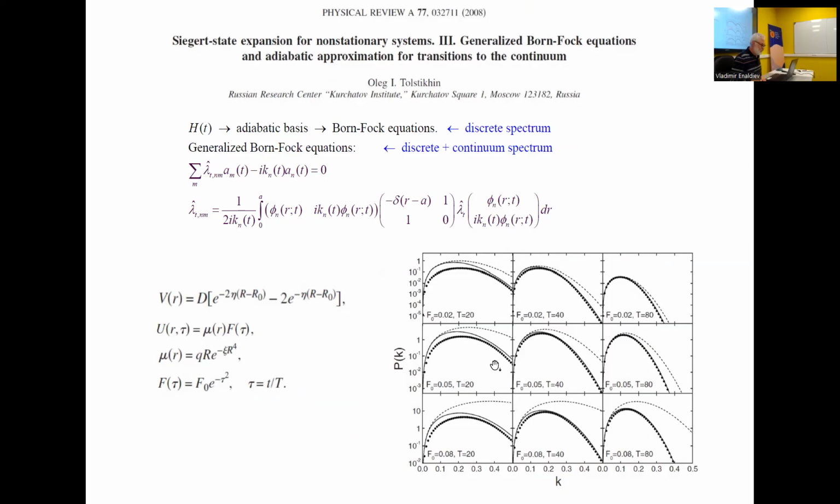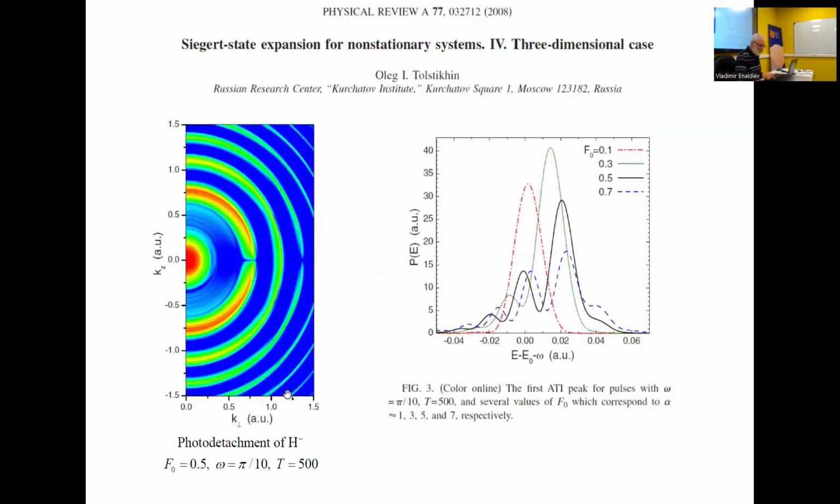Because then you can derive an analytical formula describing non-adiabatic transition to continuum. Now continuum is a set of discrete Siegert states. And you can derive an analytical formula describing non-adiabatic transition to continuum. And this shows how it works. The solid line is the formula, and dots are numerical solution of some problem. Okay, and the 3D case eventually.